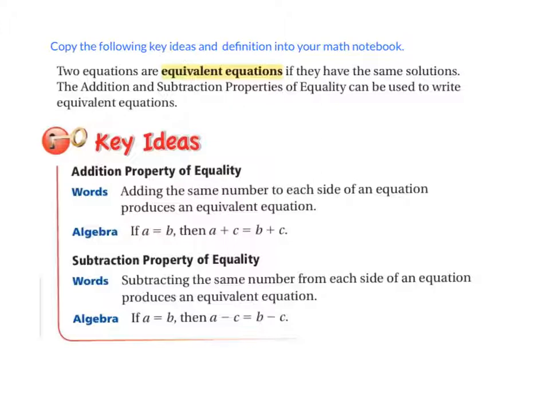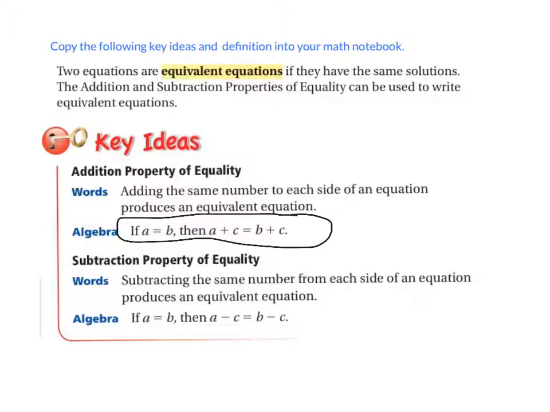Addition property of equality. Adding the same number to each side of an equation produces an equivalent equation. In algebra, that looks like this. If A equals B, then A plus C equals B plus C.